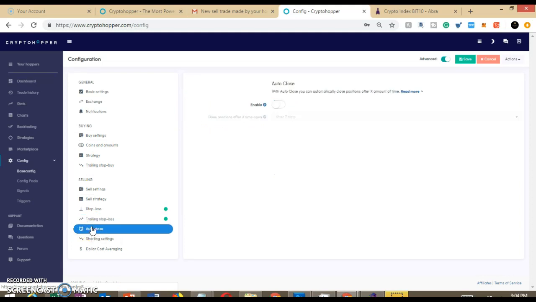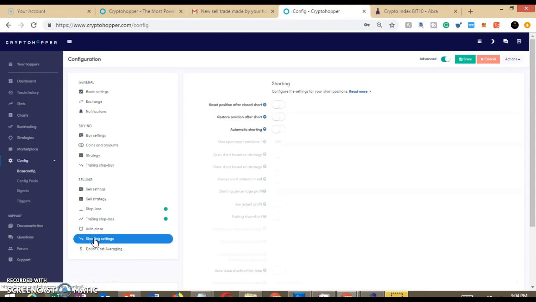All right, so you also have the auto close. So some of the positions have been open for X amount of days. Some people may not like to do that, be stuck in a position, so they can auto close, but that can result in a loss. Shorting settings. I'm not really doing any type of shorting settings.